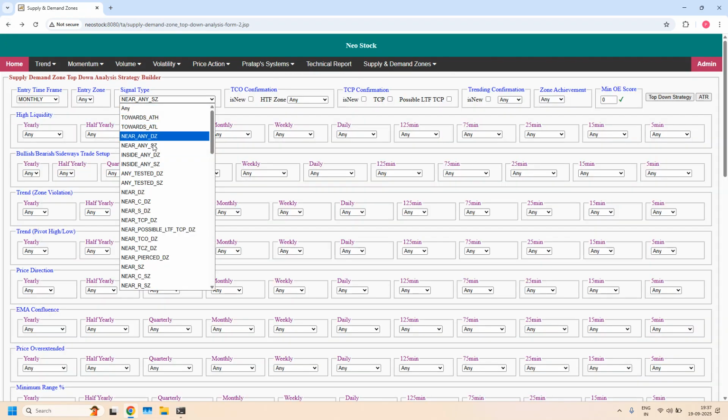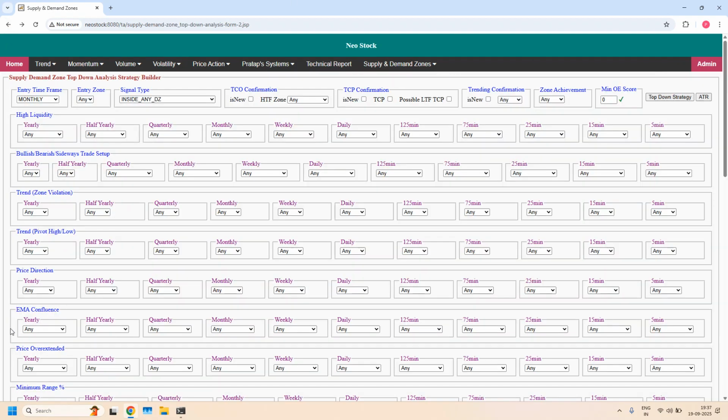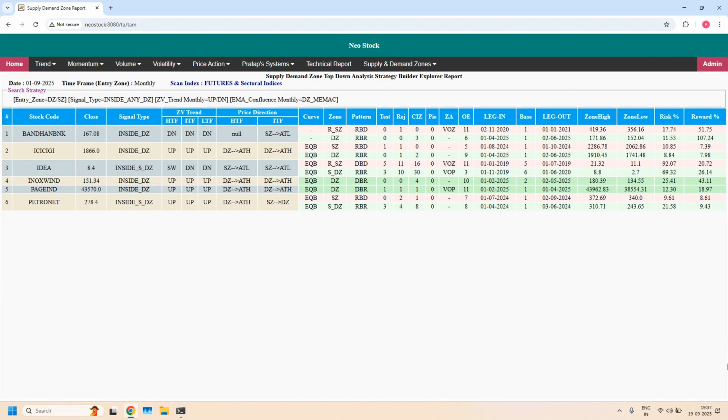Next, price closed inside the monthly demand zone. We got 16 stocks. We can further filter based on monthly demand zone having monthly EMA confluence, and also trend on the monthly should not be sideways. So we got 6 stocks.